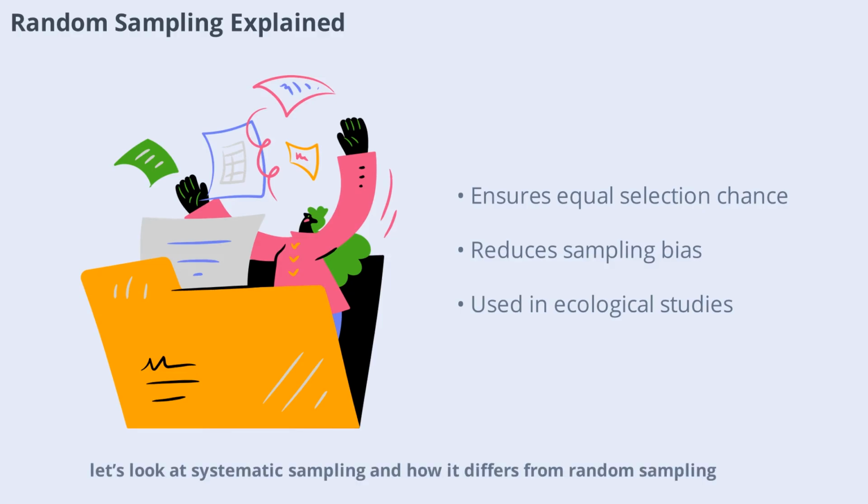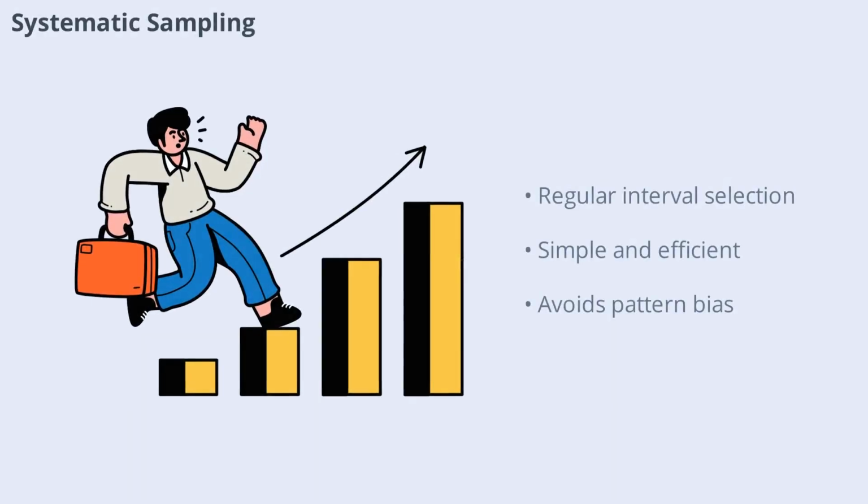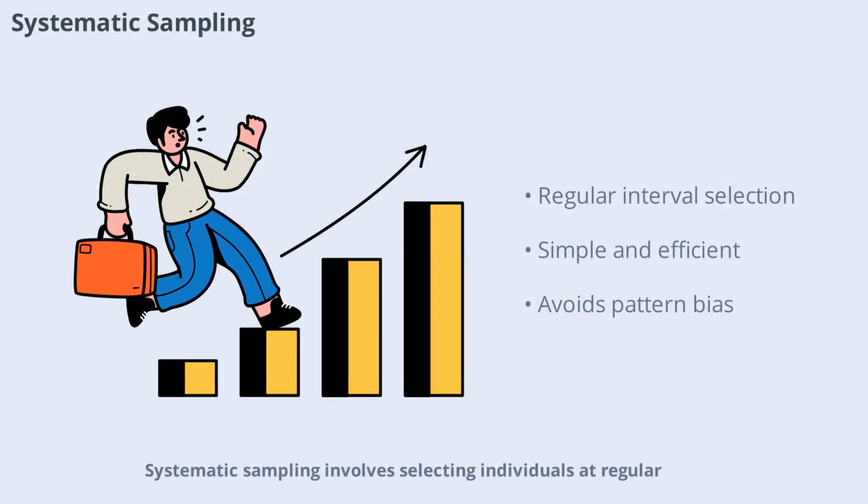Next, let's look at systematic sampling and how it differs from random sampling. Systematic sampling involves selecting individuals at regular intervals from a list or a physical space. For example, a researcher might sample every 10th plant along a transect line in a forest. This method is straightforward and easy to implement, especially when dealing with large populations. However, it's important to ensure that the interval doesn't coincide with any underlying patterns in the population, which could introduce bias. Systematic sampling is commonly used in vegetation surveys and animal population studies.